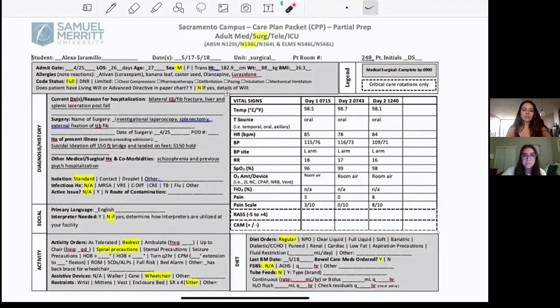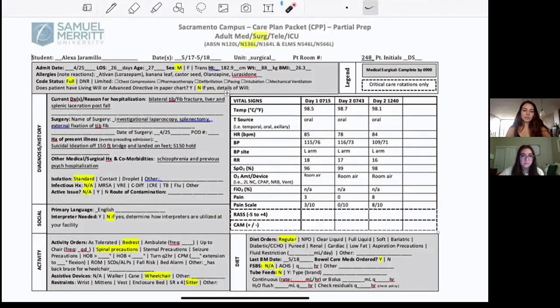so as a result, he was chasing something off a bridge. And so he had bilateral tib-fib fractures, as I wrote for the current diagnosis, what he's being treated for, and his liver and spleen were lacerated. And then the surgery he needed was the investigational laparoscopy, splenectomy, and external fixation of his tib-fib fractures.